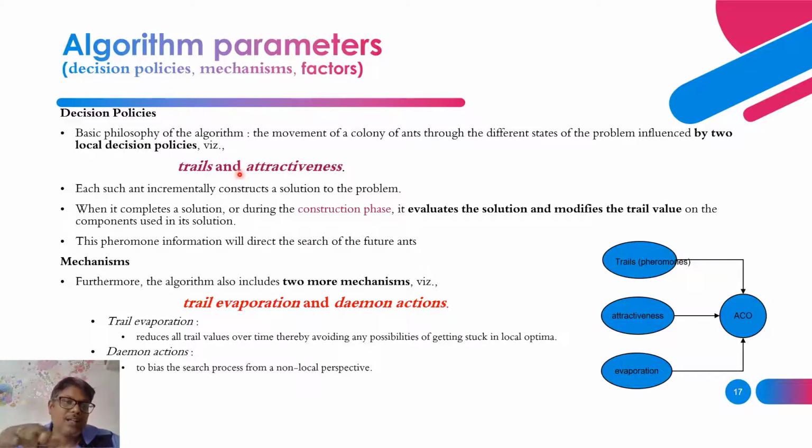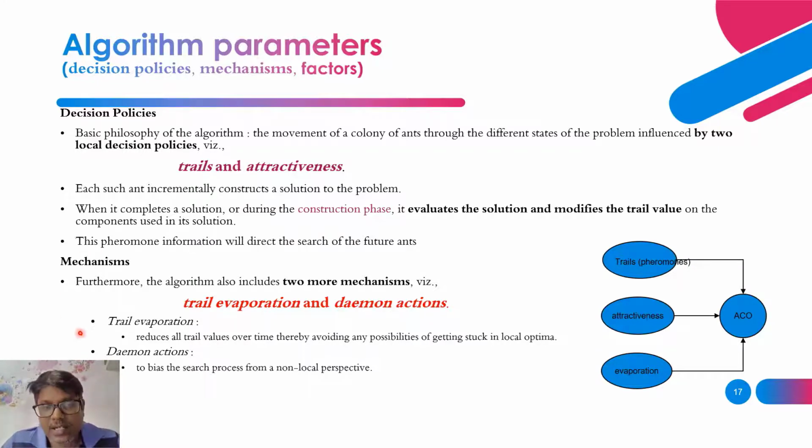If more trail, that path will be followed. If more attractive, that path will be followed. If it is less, that will not be followed. So the ants will modify these trail values and attractiveness and evaluate the values. Based on that, it takes a decision whether to follow that route or not. That's why it's called decision policies.